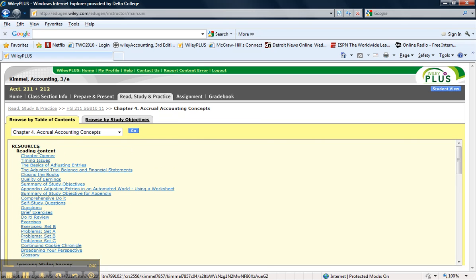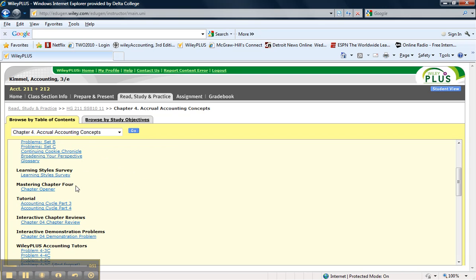All right, the reading content area here is just directly from the textbook. So it's all the study objectives, the end of chapter problems. It's just an ebook version of what's in your text. And then below that, there's some really good resources available to you. This Mastering Chapter 4, and it's there for every chapter, has got some good stuff.